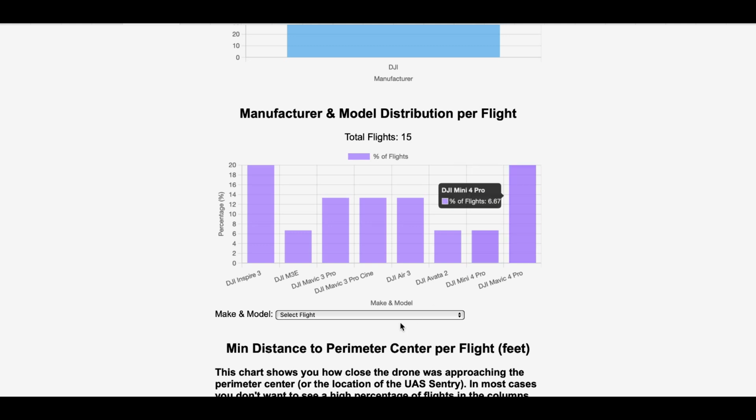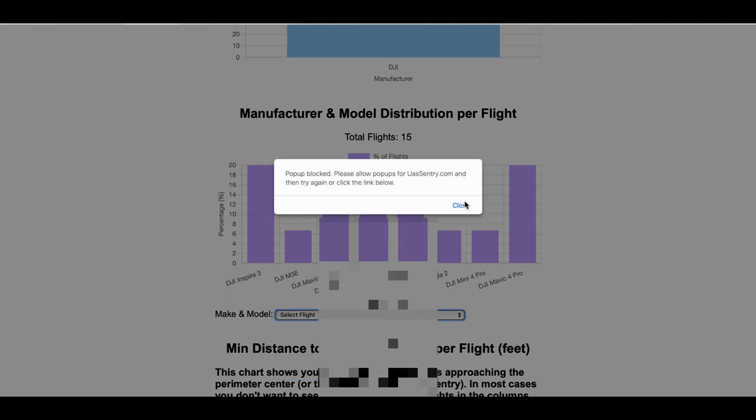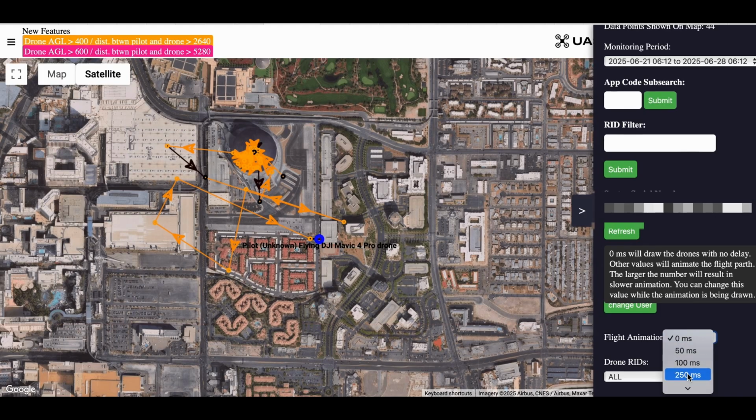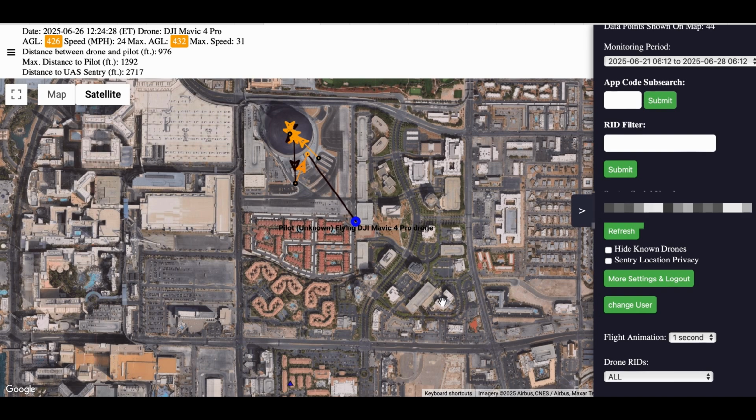Let's take a look at the Mavic 4, see where he was flying. Oh, he was flying around the Sphere. And he was also above 400 feet. Now, when he's above the Sphere, that's a structure, so he was, I guess, legal. But then when he goes out over the parking lot, and he's still over 400 feet, that's probably not legal, unless, of course, he has a waiver. Which maybe he did. Let's assume he did.